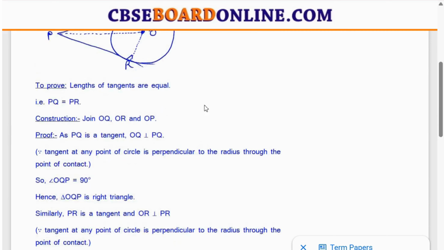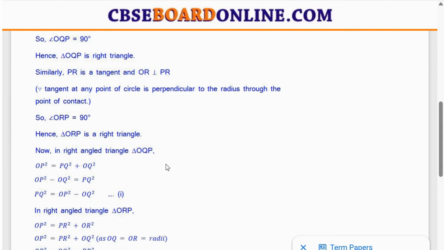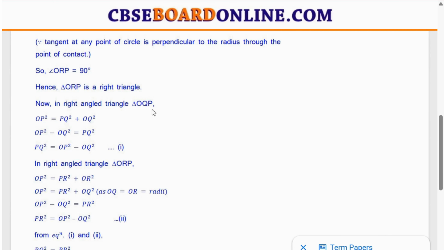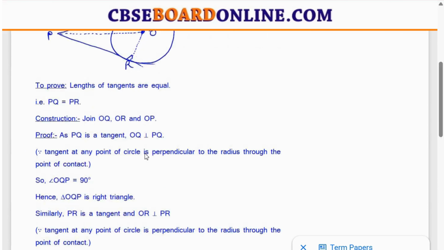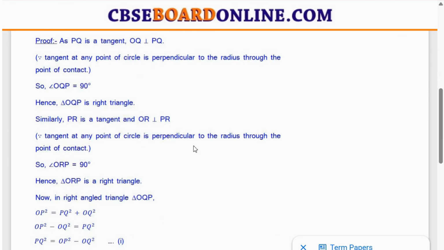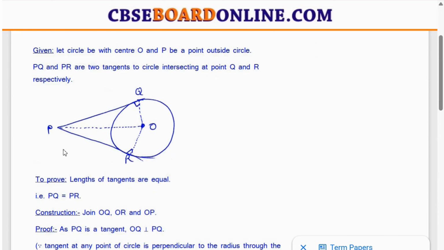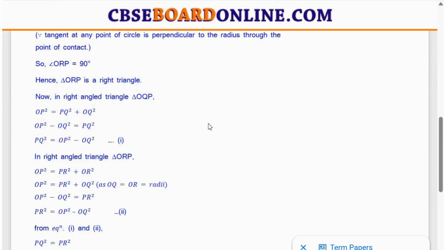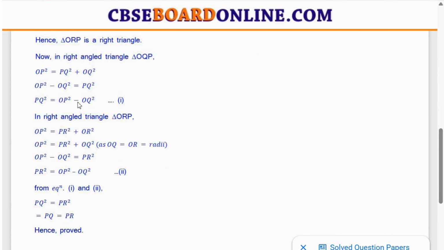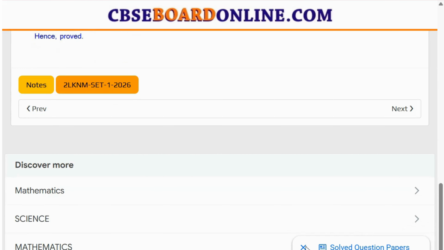This means if you are going to put it into the right angle triangle formula, you are going to prove it like this. PQ square is equal to what? It is equal to this and this. Got it? Now the same for this triangle as well. This square is equal to this minus this. Again, if you put it into the equation, automatically you would get that PQ square is equal to PR square. Hence proved that PQ and PR are equal to each other. I hope you get the question.